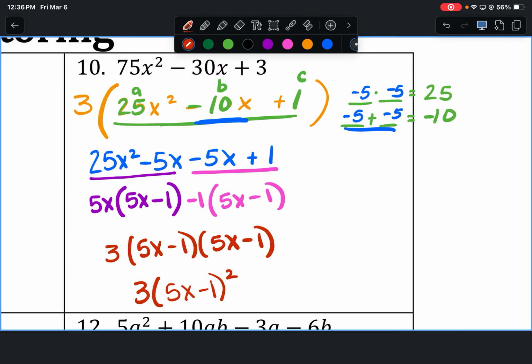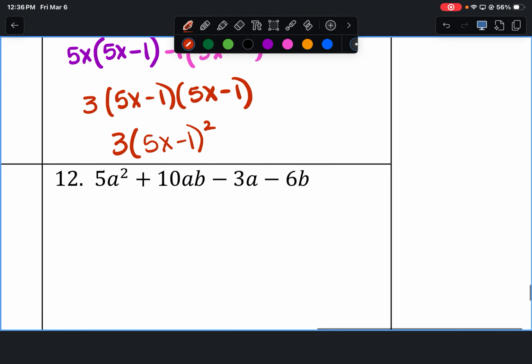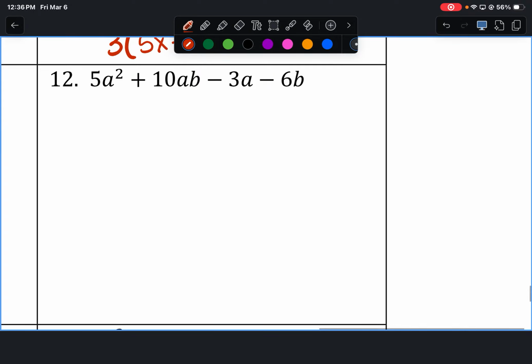All right, number 12. Okay, for number 12, what do I do? How many terms is this? Does it have a greatest common factor? Okay, so we're going to start by factoring by grouping. So we're going to group the first two, and we are going to group the last two. When we group the first two, what is our greatest common factor? Which leaves us with?